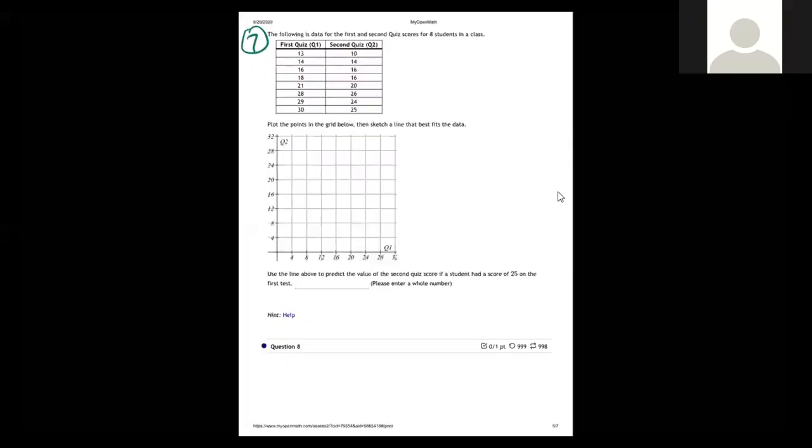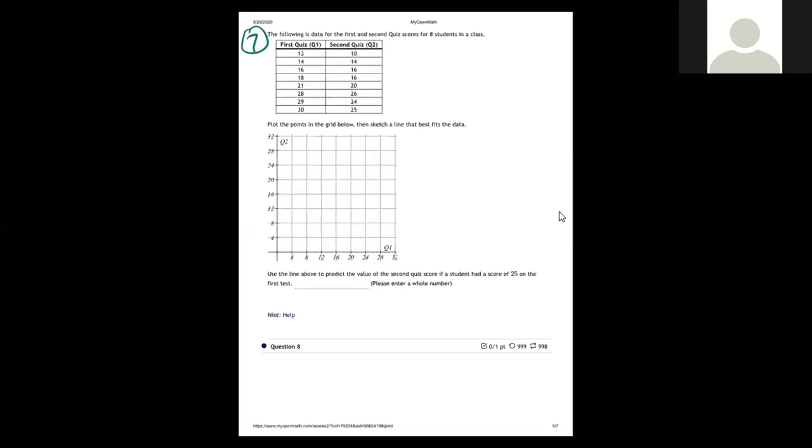So here you go. I'm jumping down to number 7, and then I'm going to jump back to number 4 after I do number 7. I think it'll be easier this way for you. On number 7 here, we have data for the first and second quiz scores for 8 students in a class.